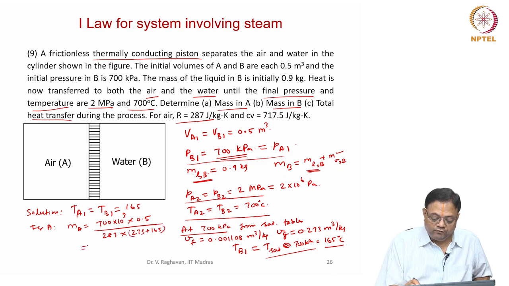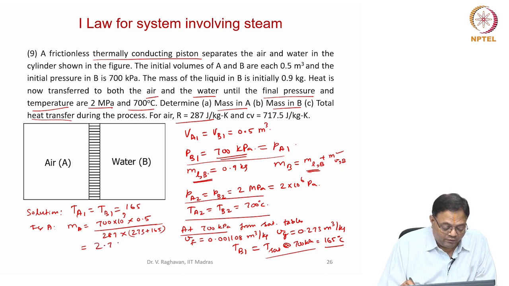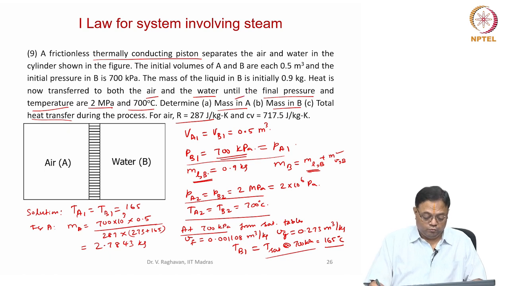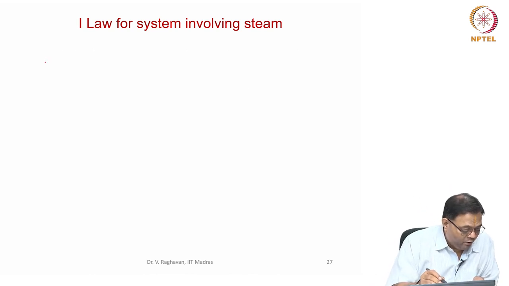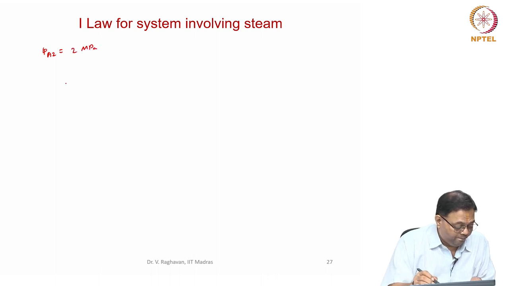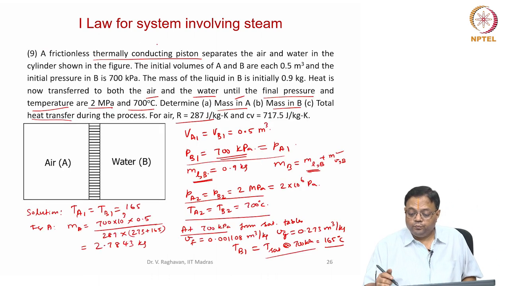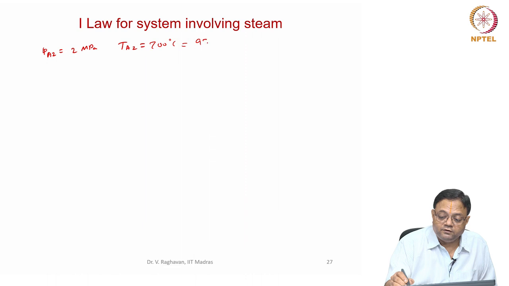So that will be the mass of A. What is mass of A now? Mass of A is calculated. First one. Mass in B you have to do. So here I will continue with the first A. PA2 is 2 megapascals. TA2 is also given. 700 degree centigrade equal to 973 Kelvin.